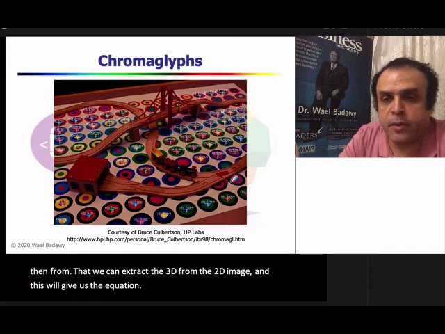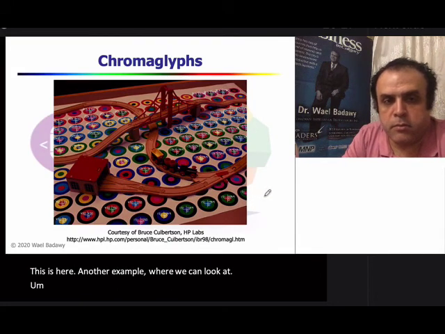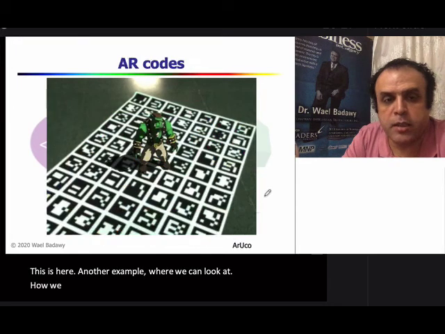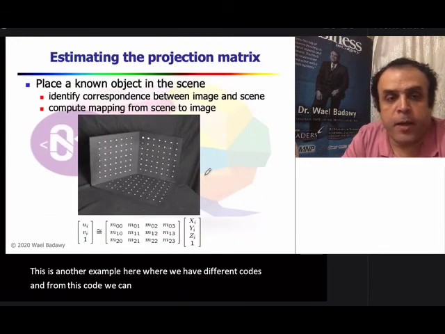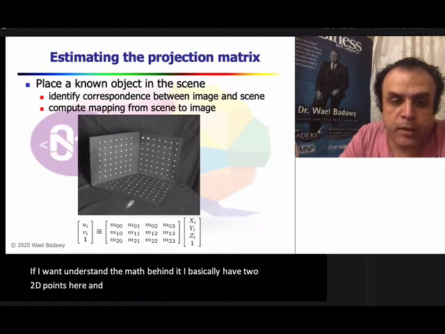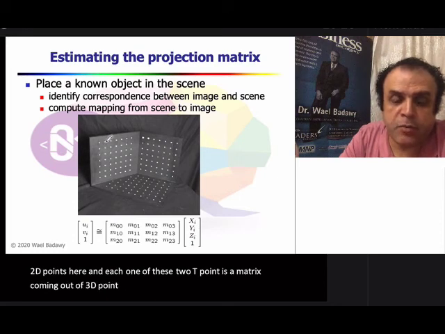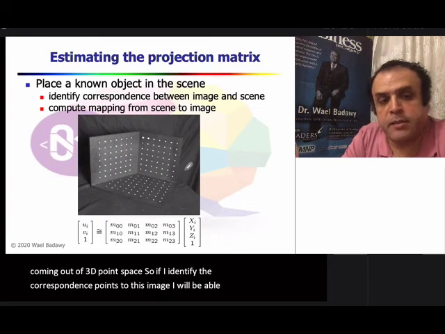Here is another example where we can look at how we can map the 3D into 2D. This is another example where we have different codes, and from these codes we can map the point. If I want to understand the math behind it, I basically have 2D points here, and each one of these 2D points is a matrix coming out of a 3D point space. So if I identify the corresponding points to this image, I will be able to calibrate the camera itself.